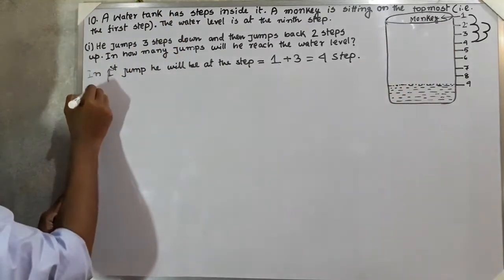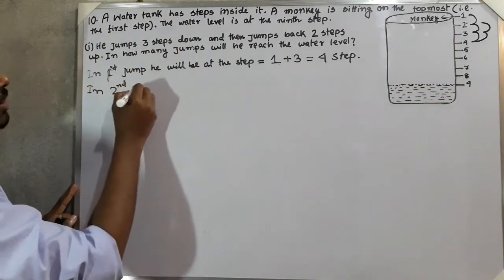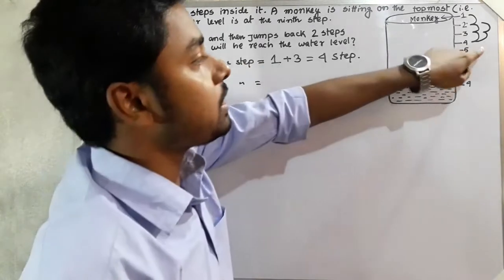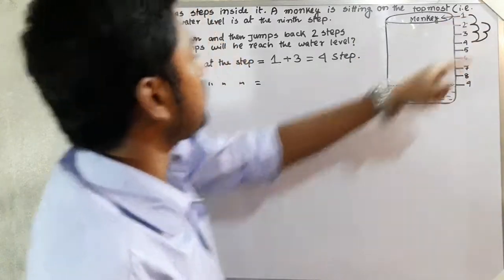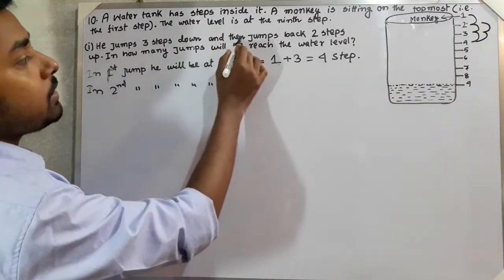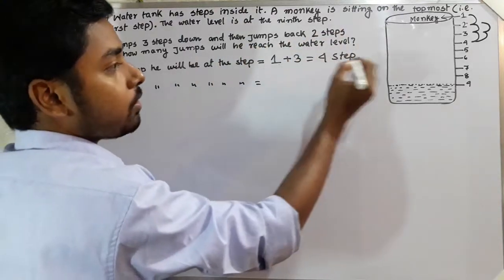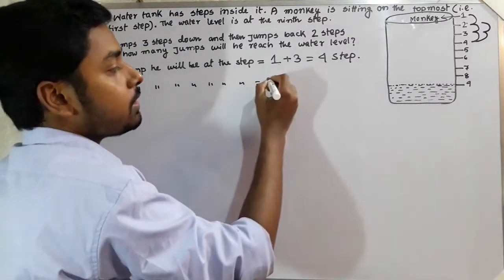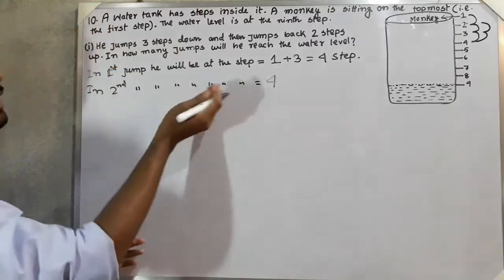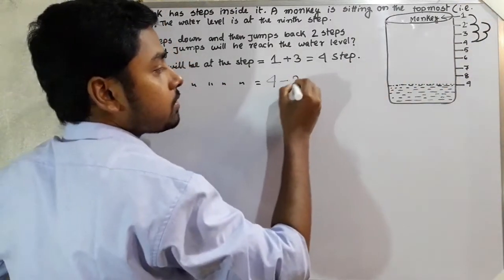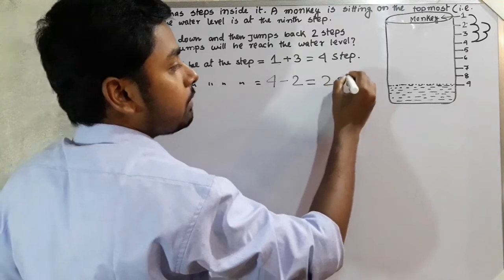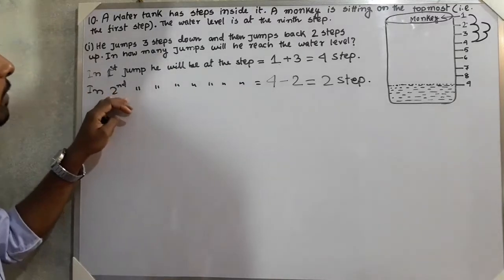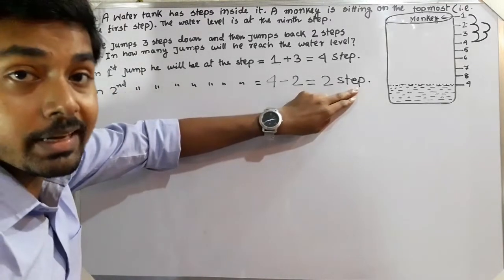And in the second jump, he will be at which step? In the second jump he jumps back 2 steps. After the first jump he is at the 4th step, then 2 steps back, that means minus 2, so after the second jump he will be at the 2nd step.